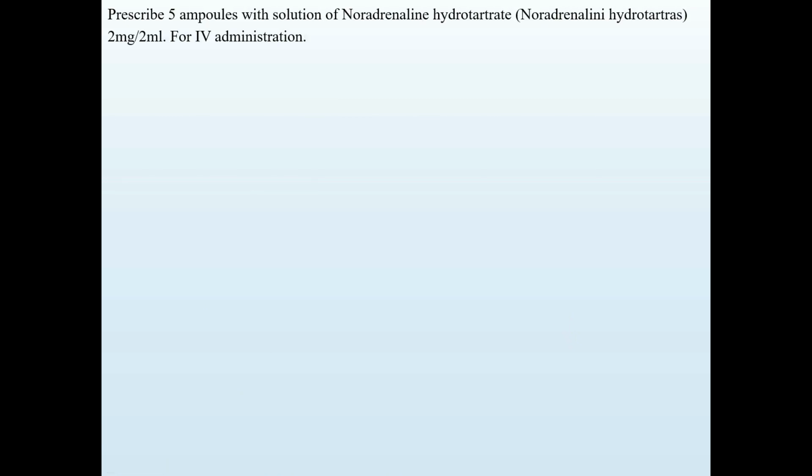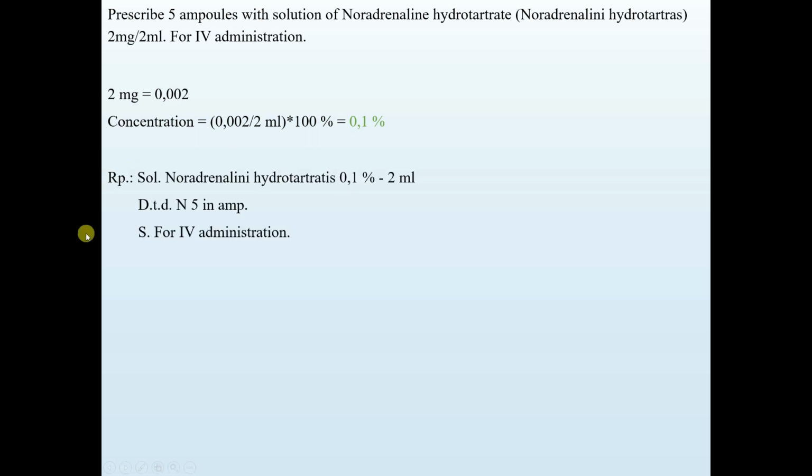The next example is prescribe 5 ampoules with solution of noradrenaline hydrotartrate or noradrenaline hydrotartras, 2 milligrams, 2 milliliters for IV administration. So the first step is to find it in grams. As you already understand, we divide by 1000, so we receive 0.002. And the next step is to find the concentration. 0.002 divided by the total amount, which is 2 milliliters, and multiplied by 100. So concentration will be 0.1%. And this is an example how you may prescribe this task.